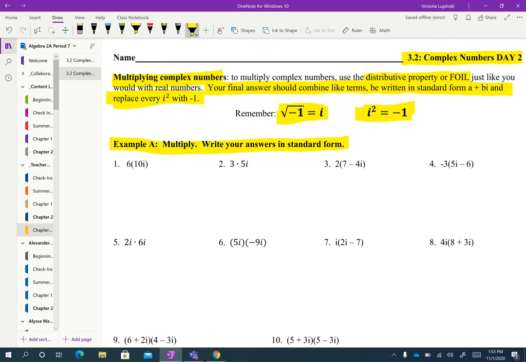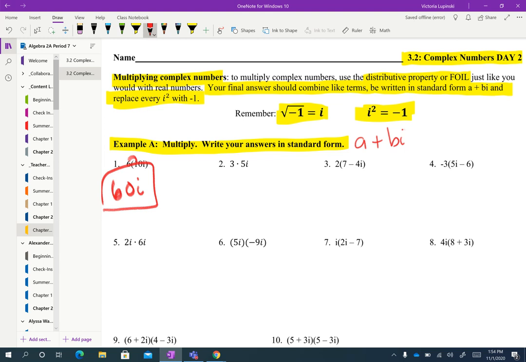So notice here that in the first set of examples, you're being asked to multiply. Sometimes that means to distribute, sometimes that means to FOIL. You're going to go ahead and multiply. You're going to then combine and simplify any like terms that you can. And of course, you're going to have to make sure that you always give your answers in standard form, which means a plus bi, which of course is the real part first and the imaginary part second. So here in number 1, you're being asked to multiply 6 times 10i. You're going to multiply the real parts, which would be 6 times 10, which is 60. 60 what? 60i. Nothing to simplify, nothing to combine, so that's your final answer.